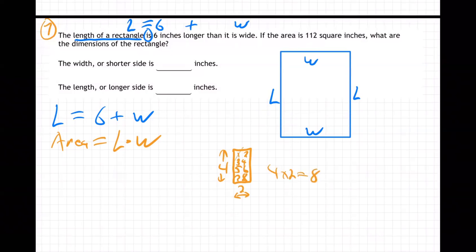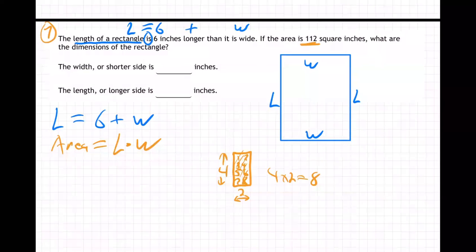See how the area, the space inside of a rectangle, the number of squares inside of a rectangle, is one side times the other. It makes sense, right? Because there's 4 rows of 2 squares each. 4 times 2 is 8. So the area of a rectangle is length times width. Okay, so what does that mean? Well, it tells me the area is 112. So length times width is 112. So I've got two formulas there, don't I? Two formulas with two letters.